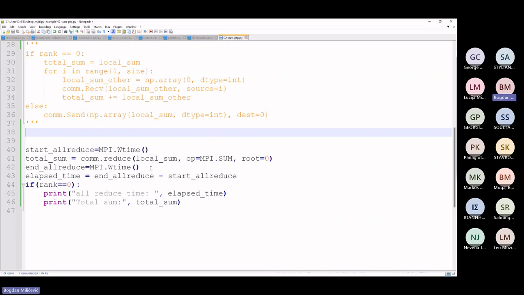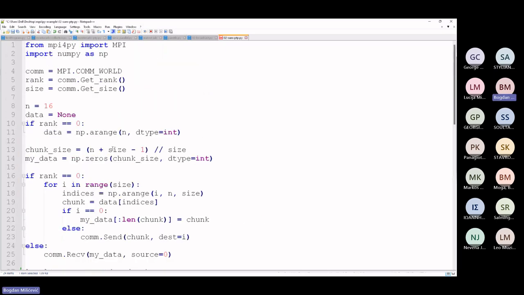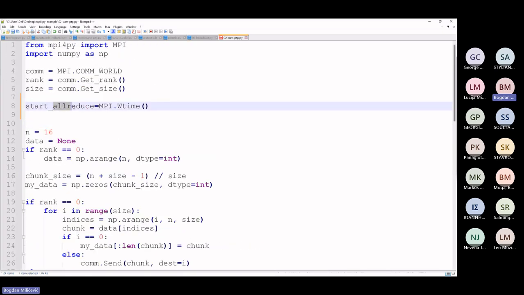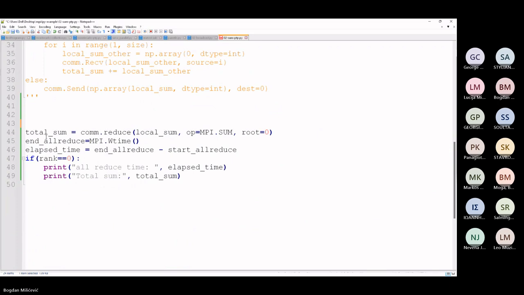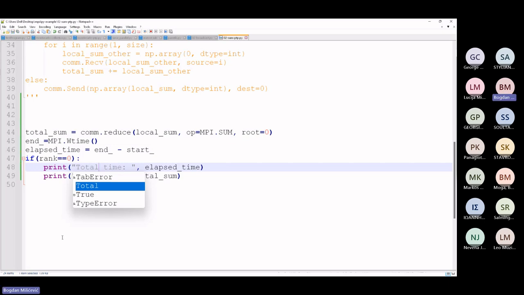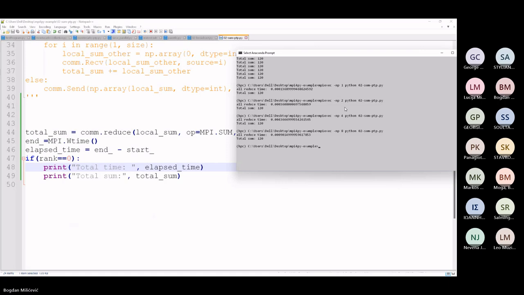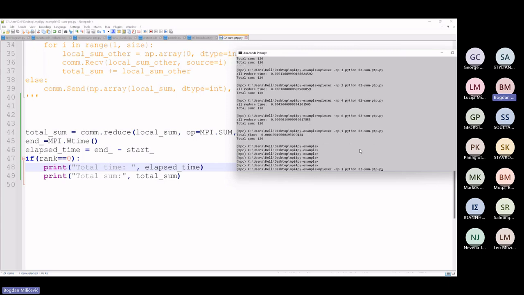Okay, and let's finally try to measure the full execution time of this program. So let's start the measurement here. Let's call it start. Let's put the end here. And let me not forget this total time. And let's see how things go from here. And we will finish very soon. The total time for one process is very small. We expect this to be worse, right? Because we are having, yeah, it is worse.